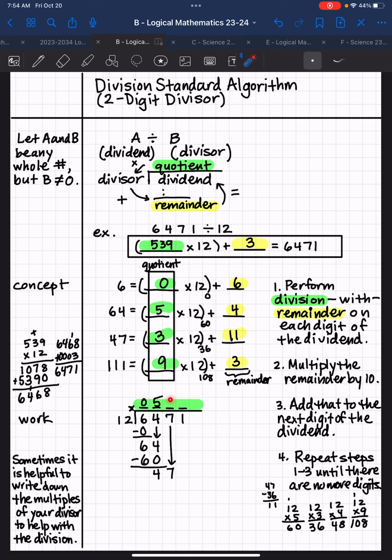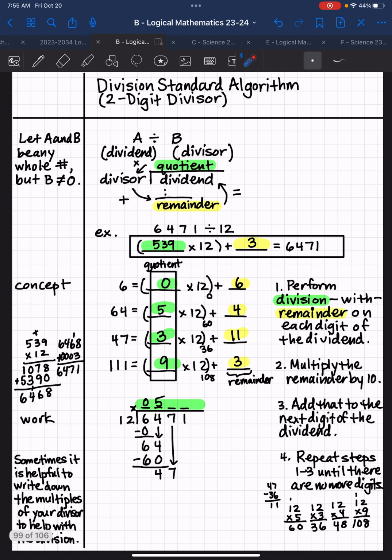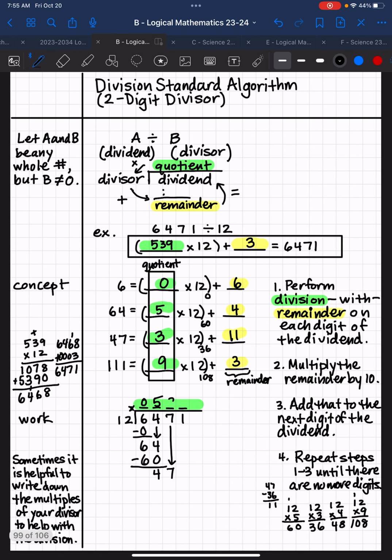Now we have the number 47, by the way. Now we ask, what's the greatest whole number that can multiply 12 that won't pass 47? And we know that that is 3. So we put a 3 right here. 3 times 12 is 36. We got that from right here. And then we're going to subtract. We get 11, and that's the remainder that's right here. Remember, the remainder always has to be less than what you're dividing by.